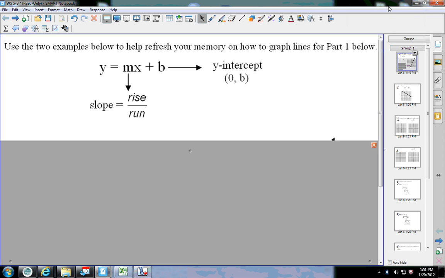In this video, we're going to be reviewing graphing linear equations and solving for y. First off, we're going to give you a couple examples to help refresh your memory on how to graph lines.